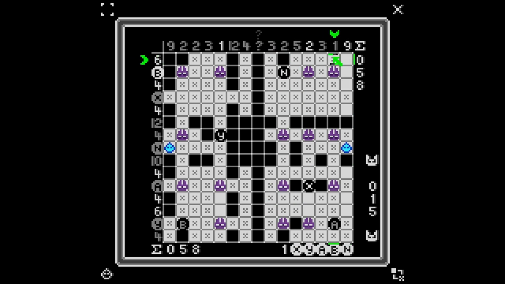This row needs one more wall. And this column can be filled in with walls. This row is gray. And this row needs two more walls, which are the final spaces.